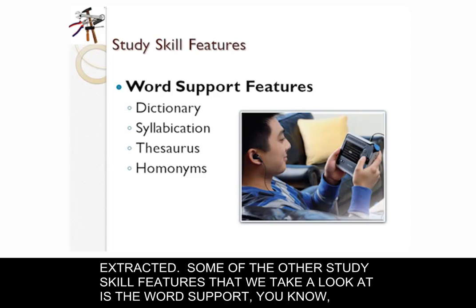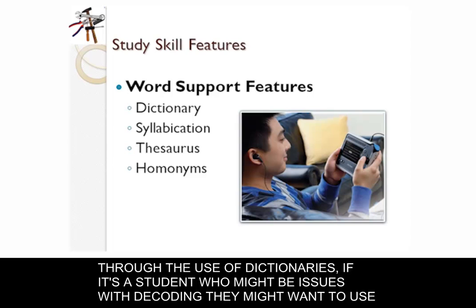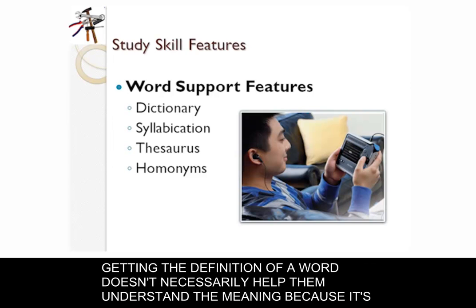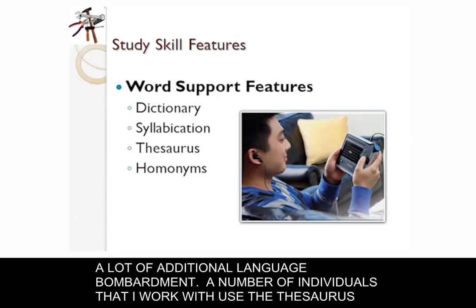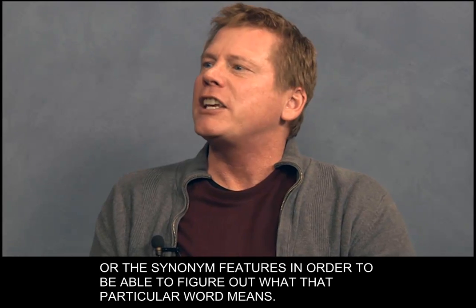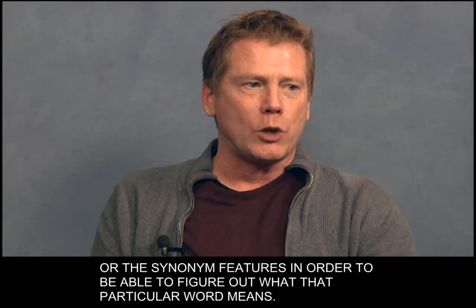Some of the other study skill features that we take a look at is word support through the use of dictionaries. If it's a student who might have issues with decoding, they might want the ability to have a word pronounced by syllables, and/or access the definition. For some students, getting the definition of a word doesn't necessarily help them understand the meaning, because it's a lot of additional language bombardment, so a number of individuals that I work with use the thesaurus or synonyms features in order to figure out what that particular word means.